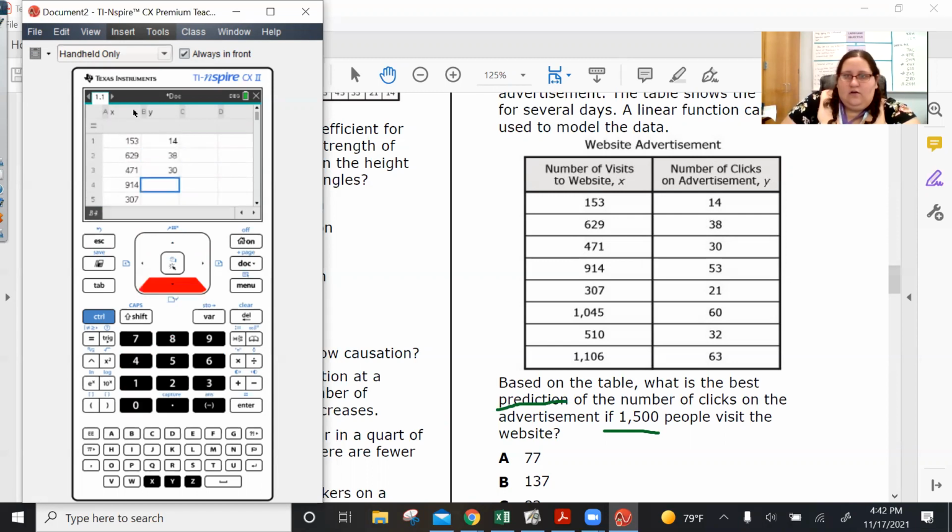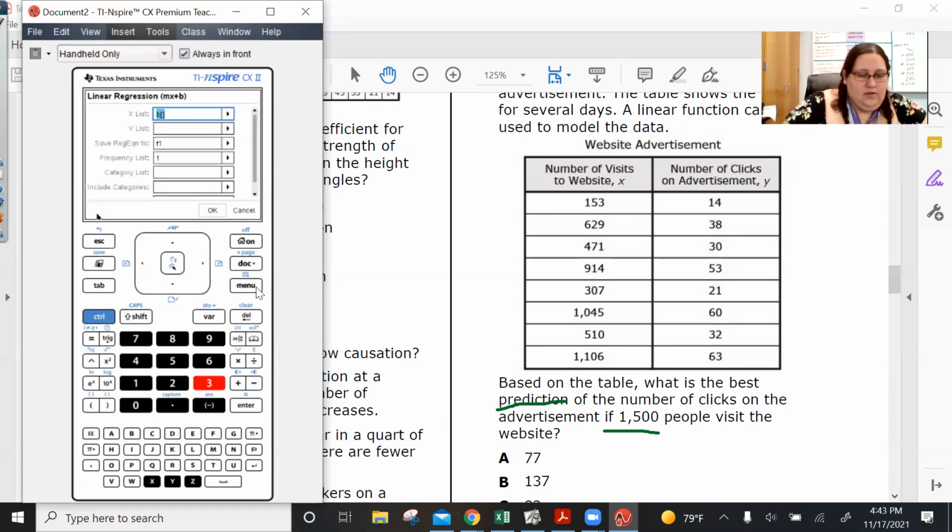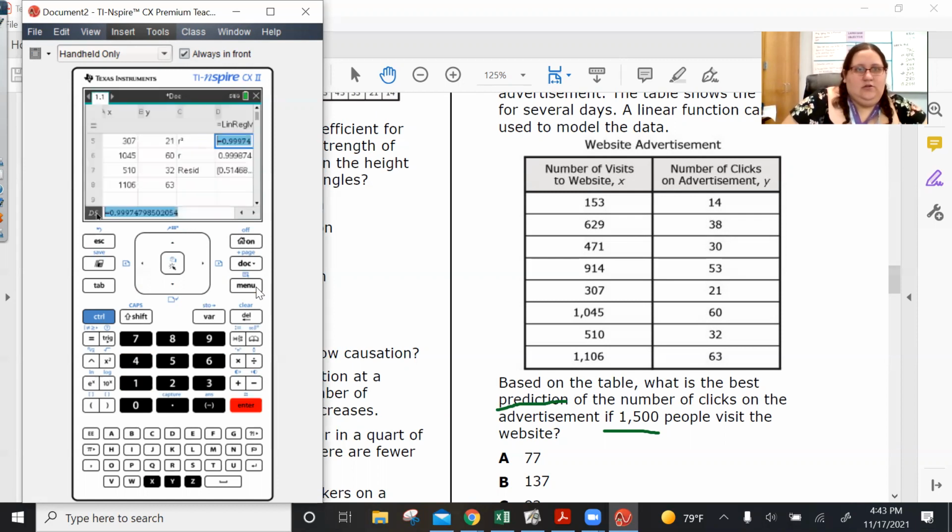Okay, now we're going to go up to our other ones: 14, 38, 30, 53, 21, 60, 32, 63. Okay, so menu 4, 1, 3. X list is labeled X, Y list is labeled Y, enter, enter. And it entered sooner than I thought. Cancel. So here is my equation.